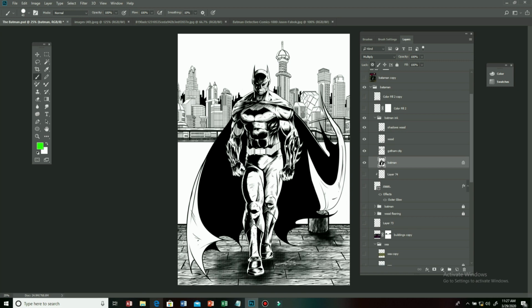So try to separate those into shapes, not just in layers, but in your overall piece. Try to make very interesting contrast in every shape in your piece. That is very important.